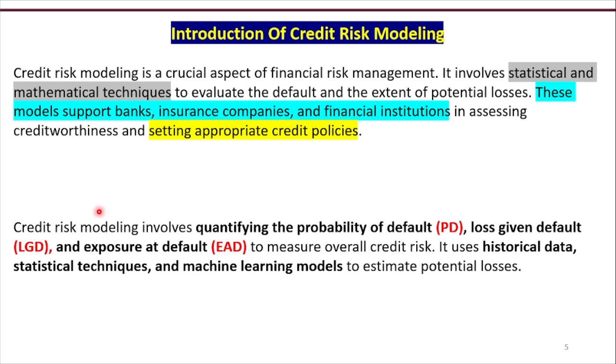Now let's see what these things are. Credit risk modeling involves quantifying the probability of default, PD, which is the short form of probability of default; loss given default, which is LGD; and exposure at default, which is known as EAD.